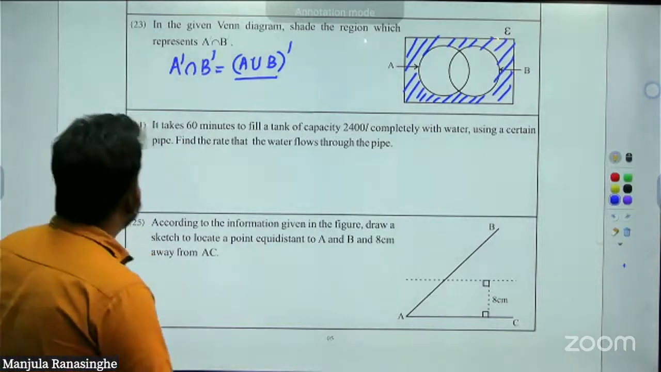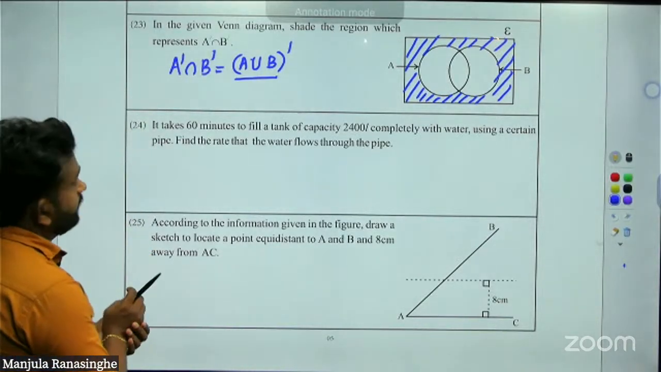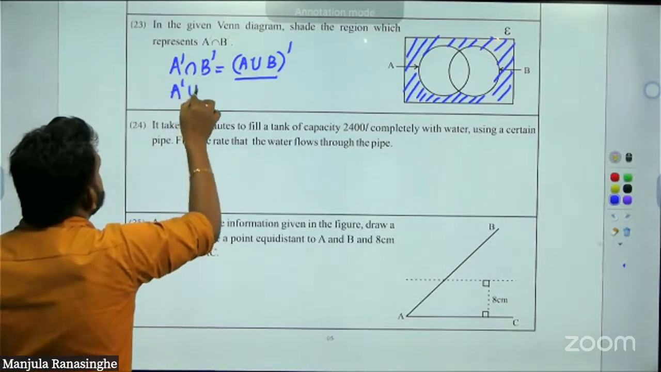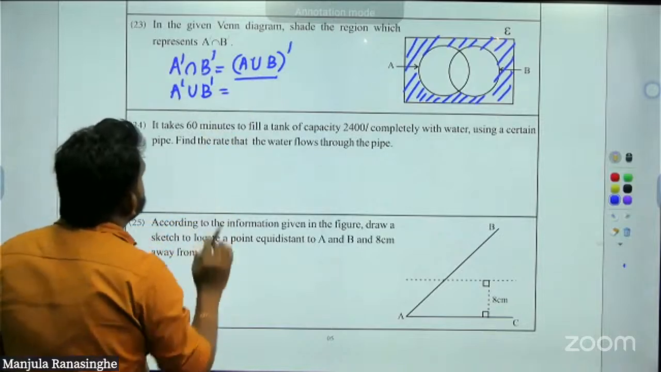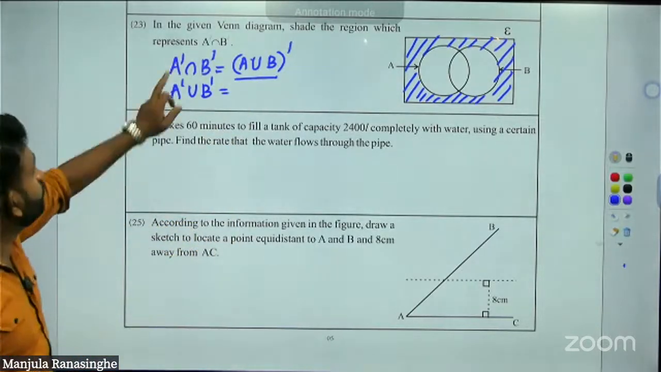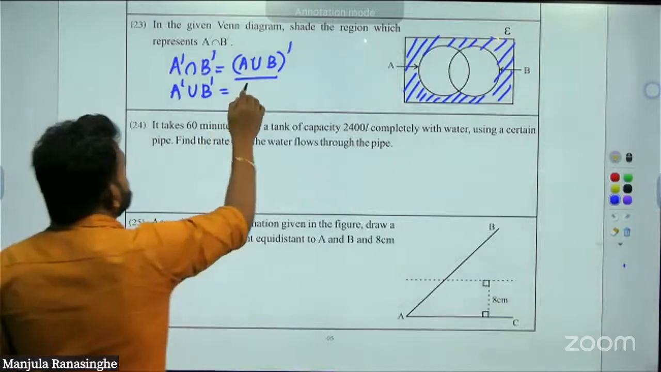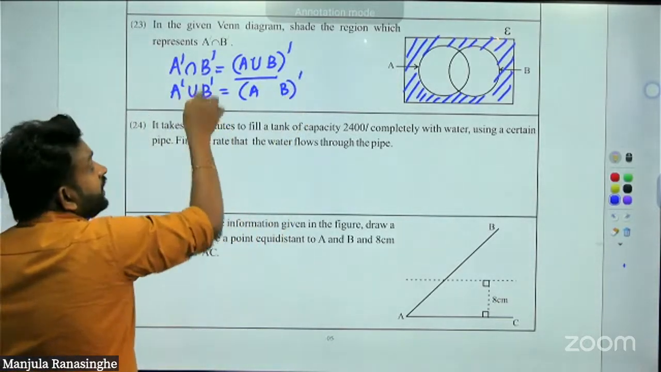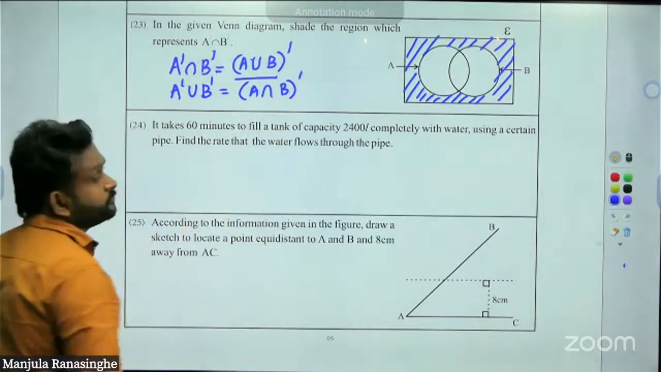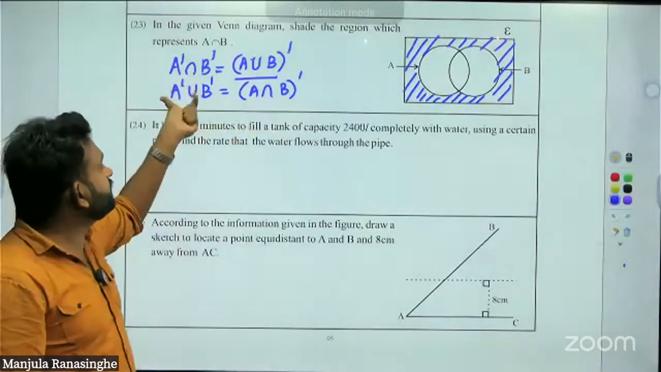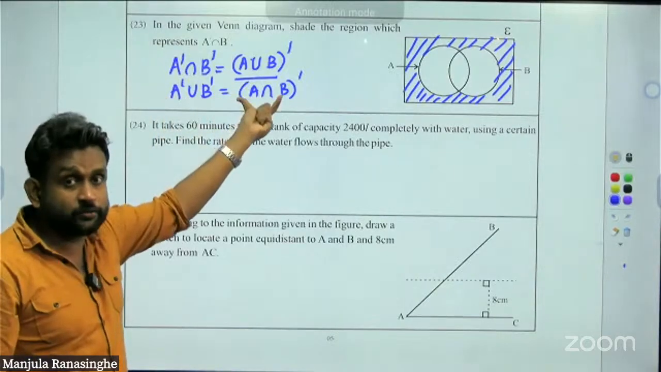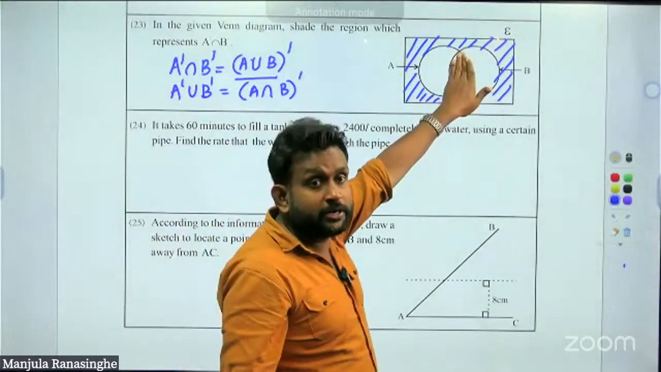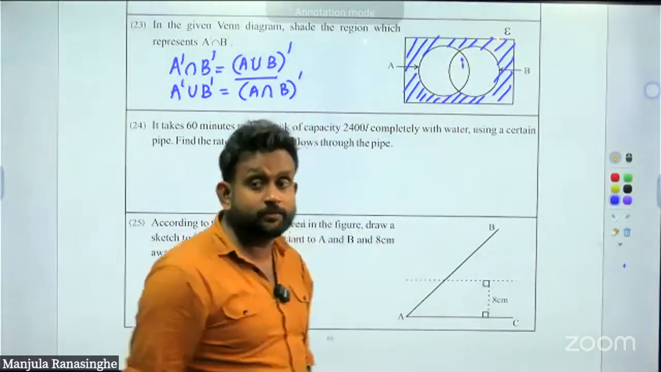Right. Okay, 24. For your knowledge, whenever you have A dash union B dash, I introduce you to the formula. Whenever having both dash, A and B, make a common dash, then the union can be converted to the intersection. Change the sign. So now if you have this kind of question, think by this formula. Now A intersection B means this middle region, except that, dash means except that.